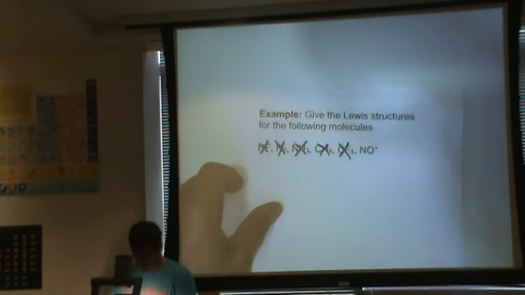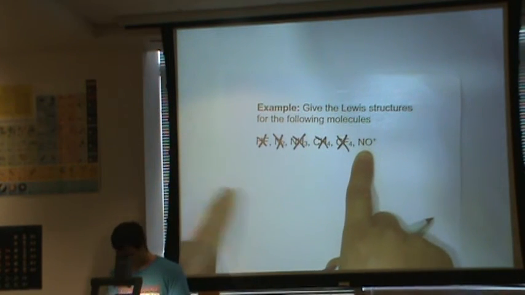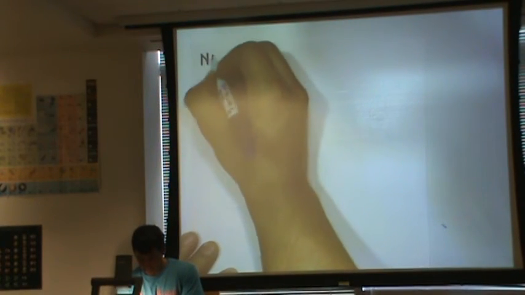All right, now CF4 is done. Let's do nitrogen oxide, NO+. So this is going to be positively charged. This is the first example where we have to worry about the charge of the molecule getting in the way. NO+.